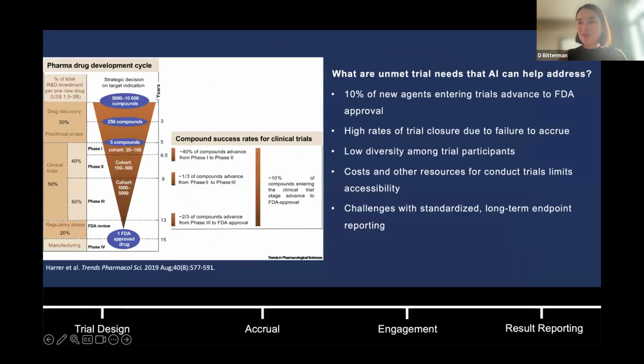All right. So now focusing on the clinical trial domain, what are unmet trial needs that AI can help address? You probably don't have to tell this audience, but only 10% of new agents, at least in the United States, advance to FDA approval. So there's a huge amount of dropout, and a resource inefficiency there. We have high rates of trial closure due to failure to accrue. We have low diversity among trial participants, which makes it hard to generalize results and advance healthcare equitably for everyone. Costs and other resources for conducting trials limit accessibility. And we have challenges with standardized and long-term endpoint reporting. And these are all areas that I think AI may be able to help support.